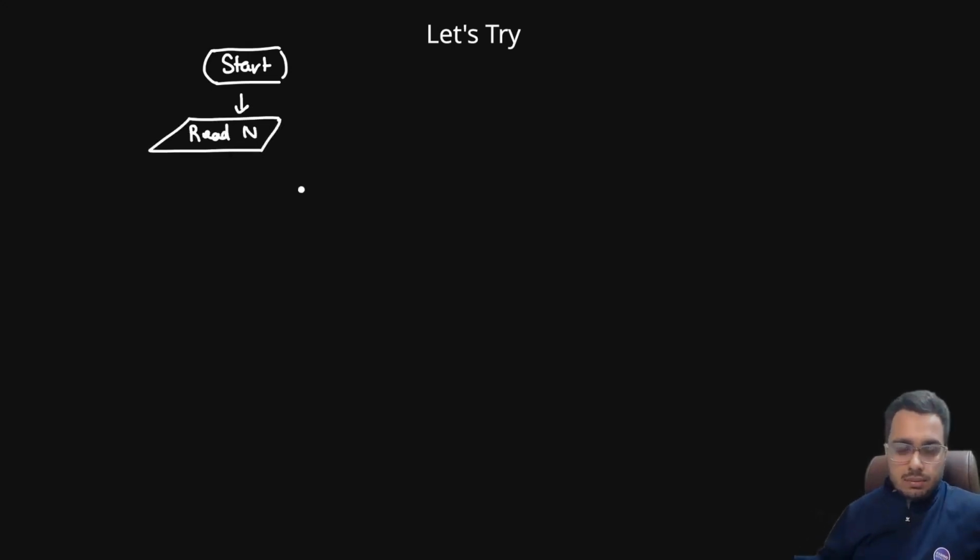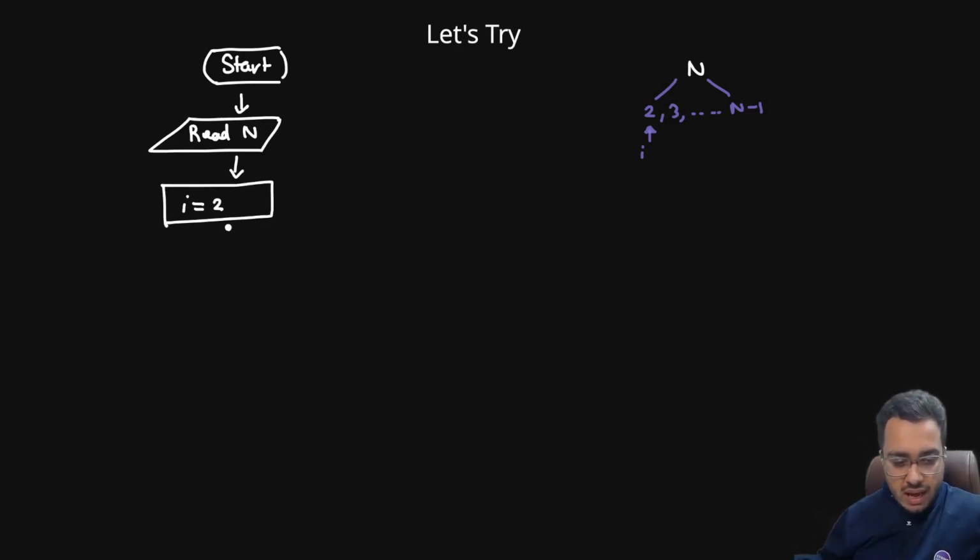The next step would be what? We need to find a divisor in the range 2 to n minus 1. That means we will need a loop in this range 2 to n minus 1. So let us say I'm currently at the number i. I will initialize my i as 2. And now I will iterate till this i is less than or equal to n minus 1. This is my stopping point of i. I will check if i is less than or equal to n minus 1.